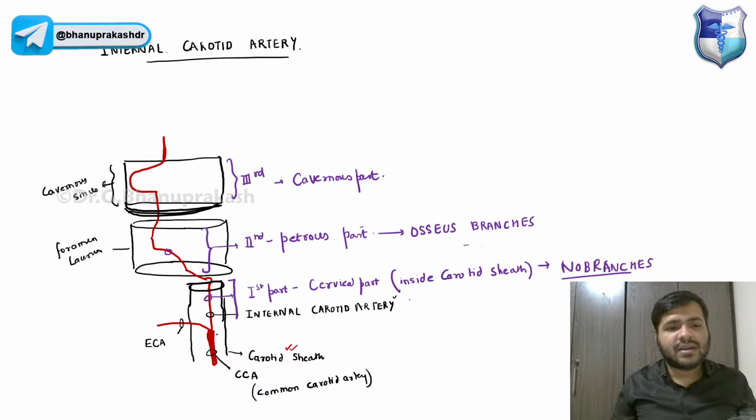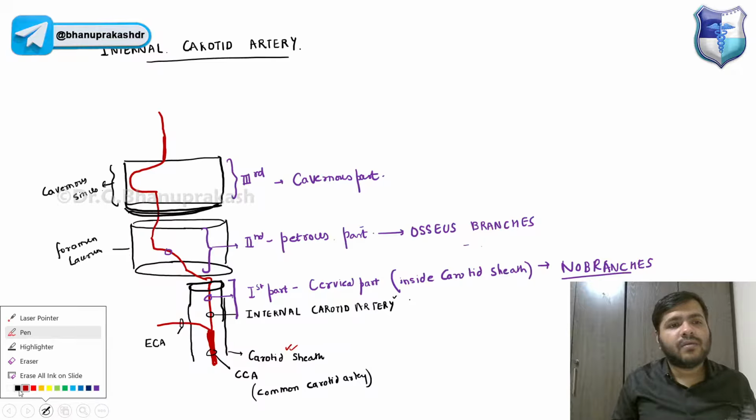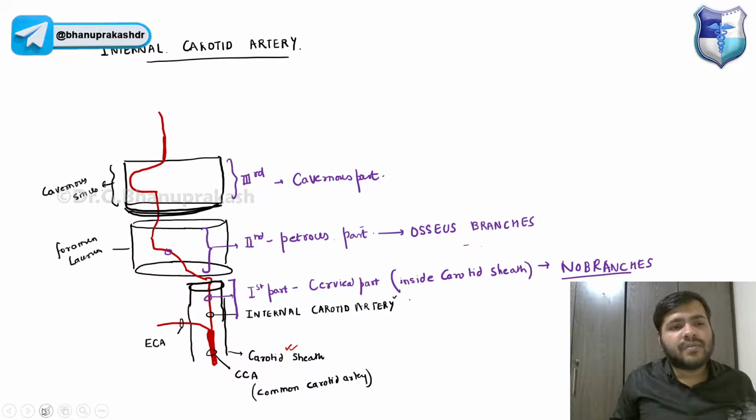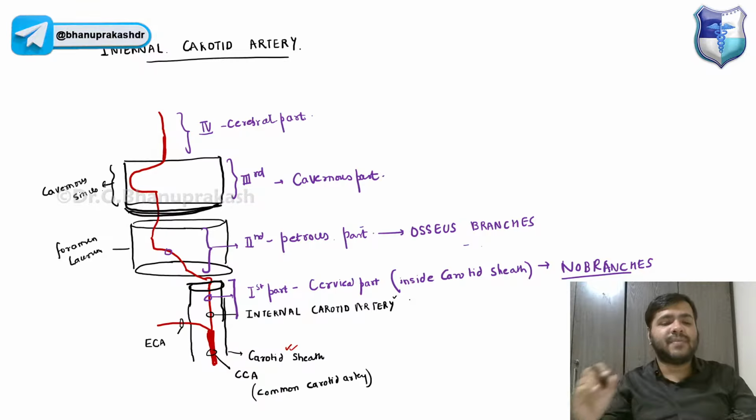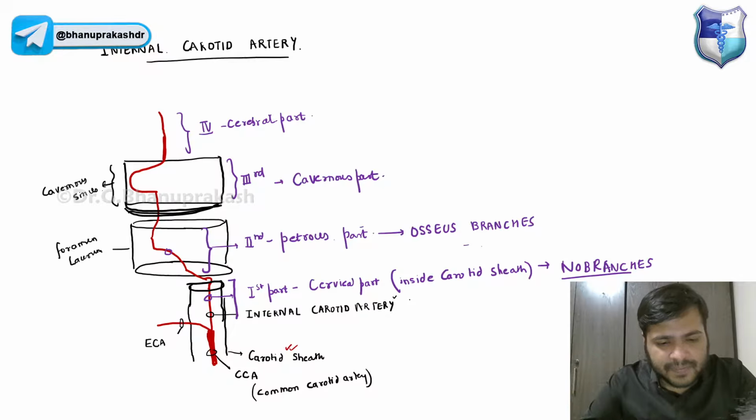And the fourth part, guys, it is the cerebral part. If you can just see over here, this is the cerebral part. The fourth part, that is the cerebral part. So this part is basically inside the cranial cavity, right? It is supplying the cranial part, right?